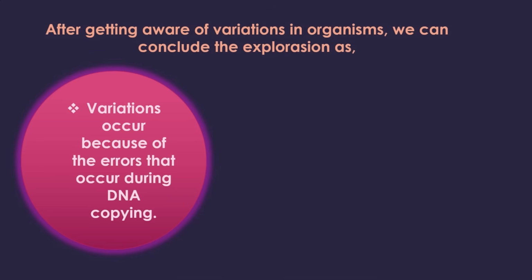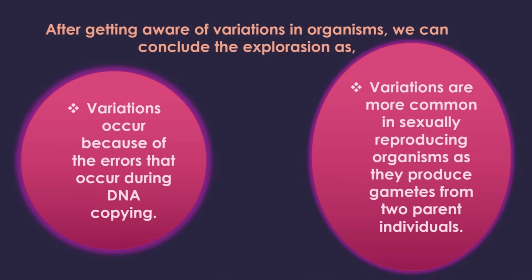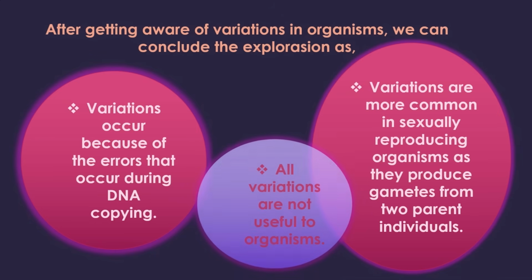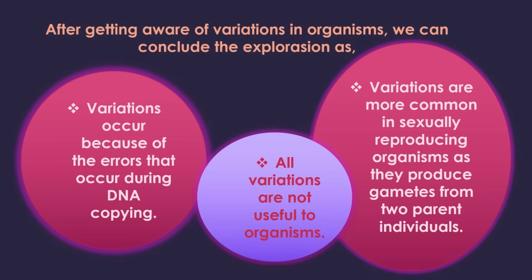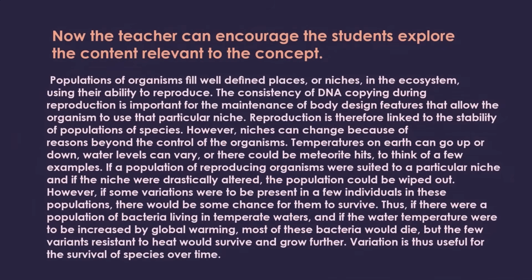After getting aware of variations in organisms, we can conclude the exploration phase. Variations occur because of the errors that occur during DNA copying. Variations are more common in sexually reproducing organisms as they produce gametes from two parent individuals. All variations are not useful to organisms.